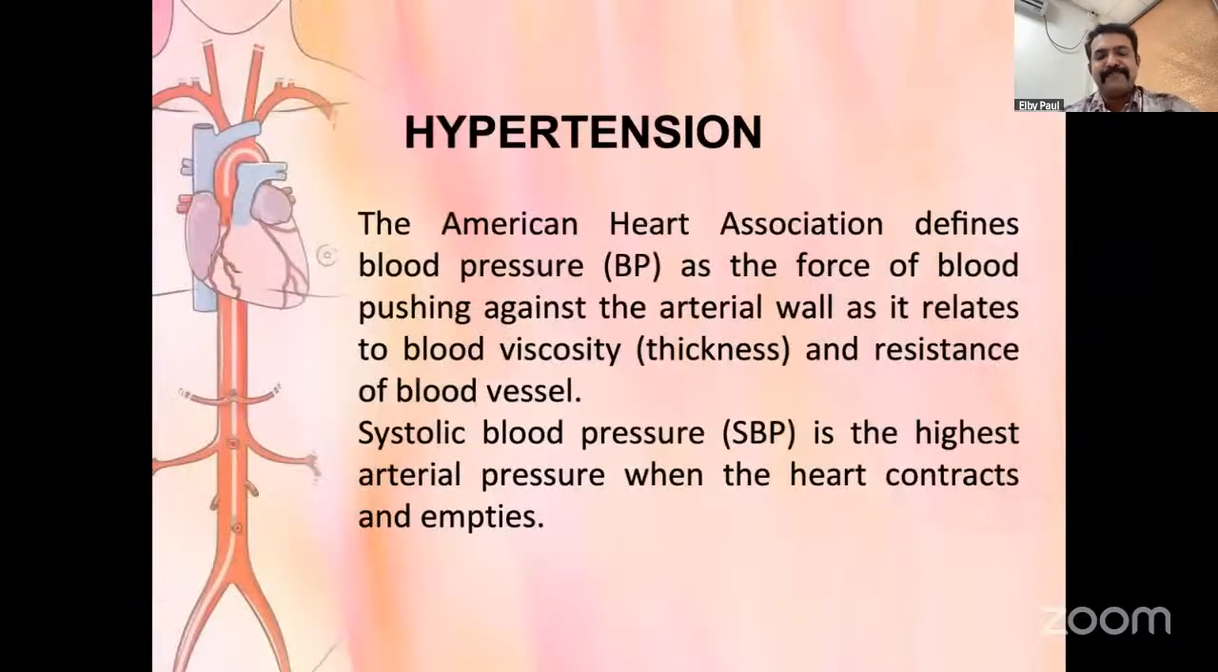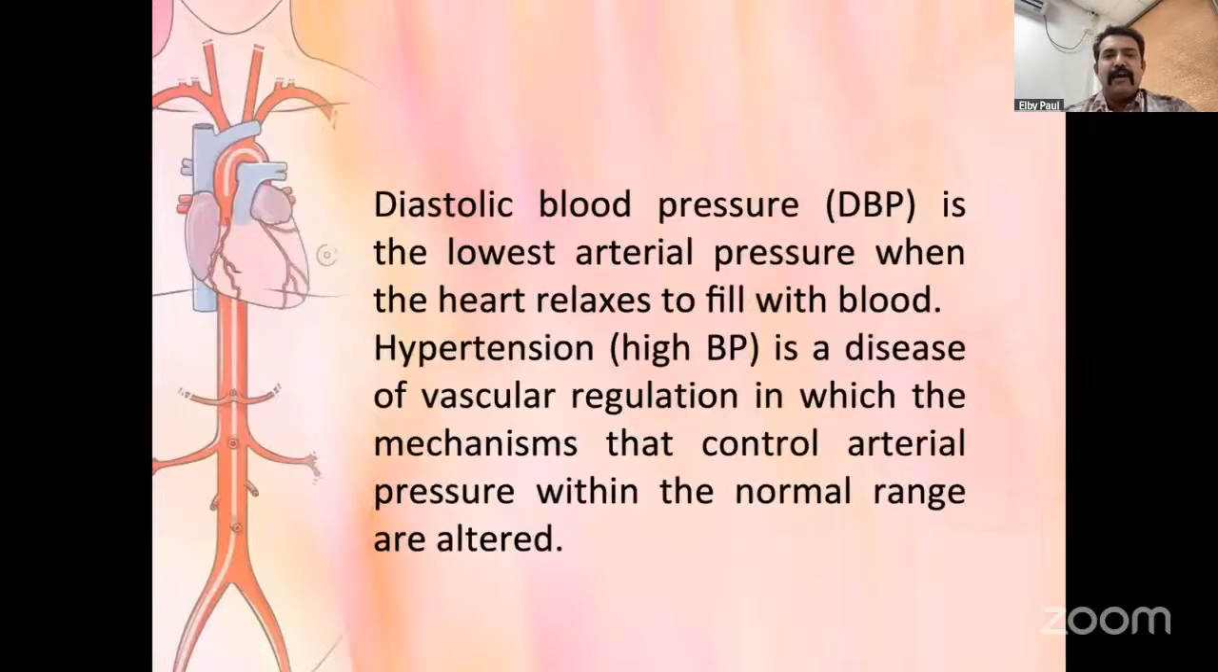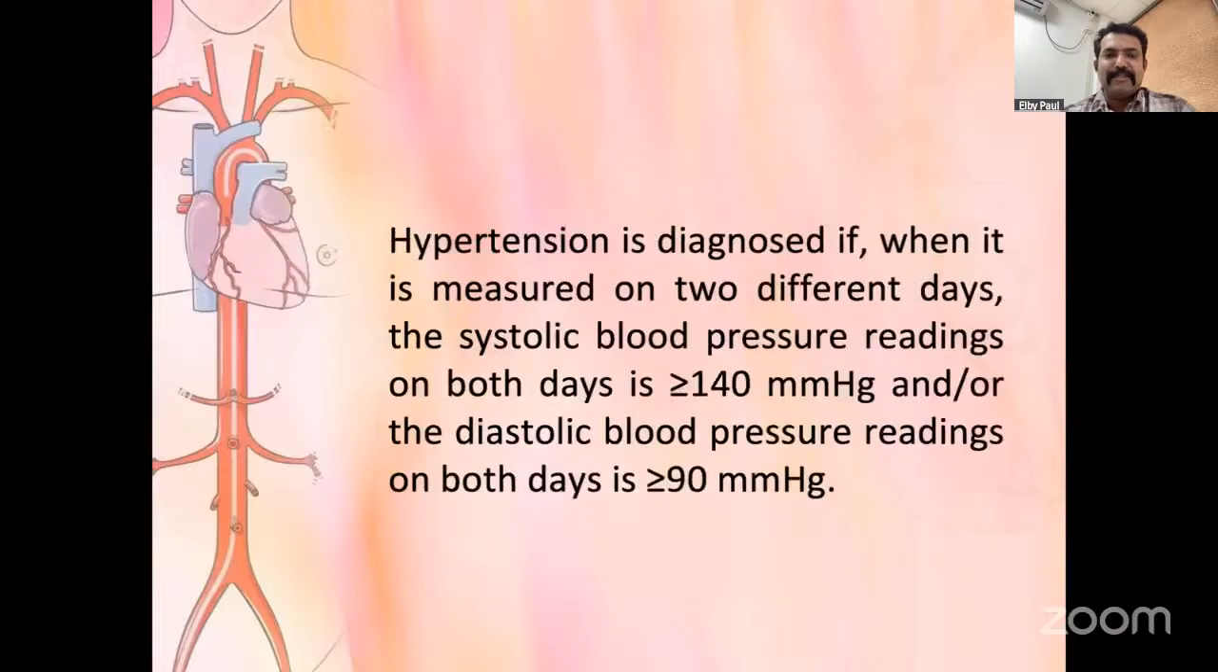Okay, hypertension. According to American Heart Association, it defines BP as the force of blood pushing against the artery wall as it is related to blood viscosity and resistance of blood vessels. Systolic blood pressure is the highest arterial pressure when the heart contracts and empties. Diastolic is the lower arterial pressure when the heart relaxes to fill with blood. Hypertension is a disease of vascular regulation in which the mechanisms that control arterial pressure within the normal range are altered.